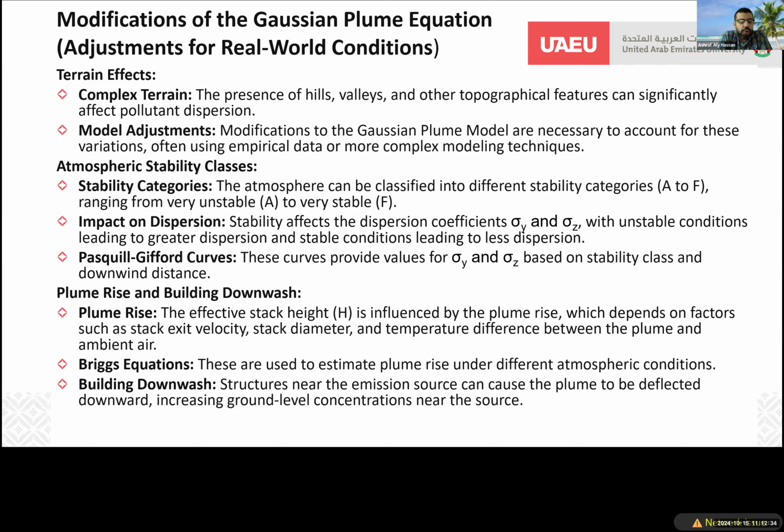There is also something called building downwash. For example, if you have a tall building next to your stack, the plume starts and then it finds a building and starts to disperse around the building. This is what we call building downwash. So there will be a lot of pollutant that just goes down because of the building right close by. We also have to take this into consideration when we are looking at models.